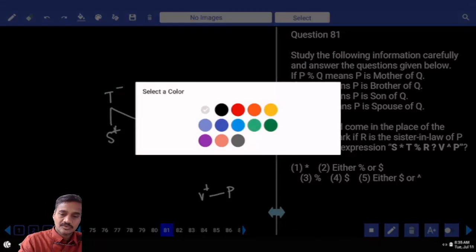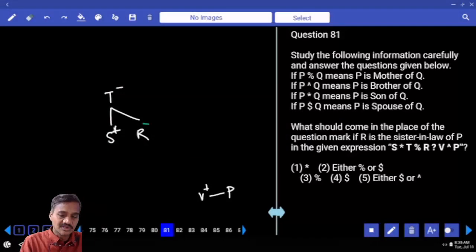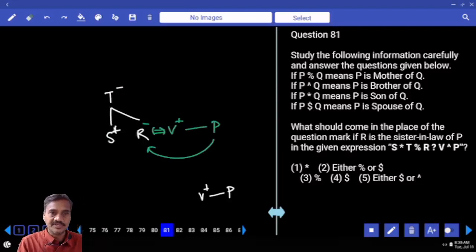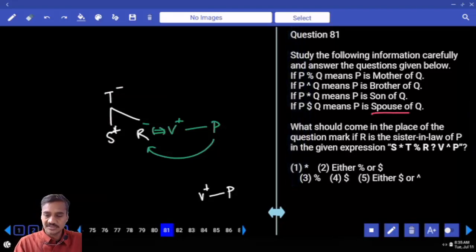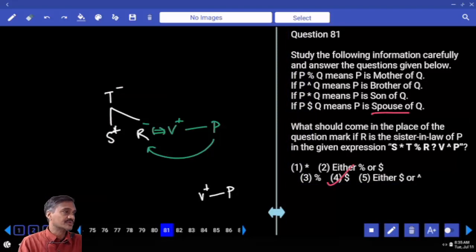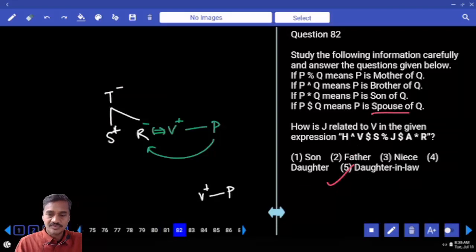Now we need to take this symbol. R is married, R is the wife of V here, and V is the brother of P. Now how is this R related to P? P's brother's wife. Brother's wife is sister-in-law. And so what is your answer in this case? Tell me, what answer do we get? Now R is the wife, R is the spouse, and spouse means dollar. Dollar, that is choice for question number 81. Clear? Then coming back to this one, 82.